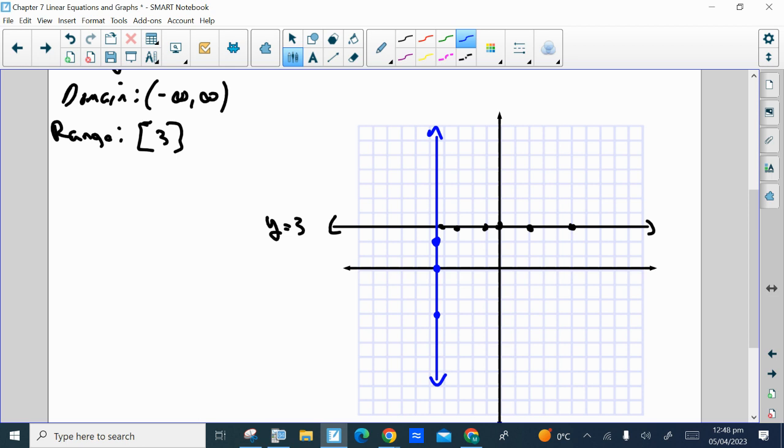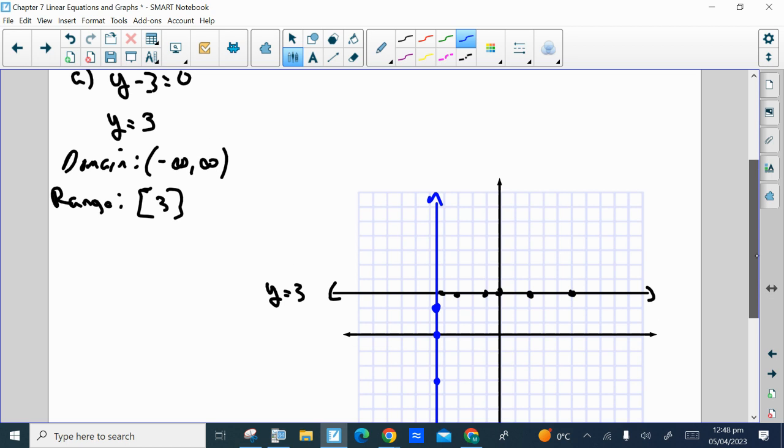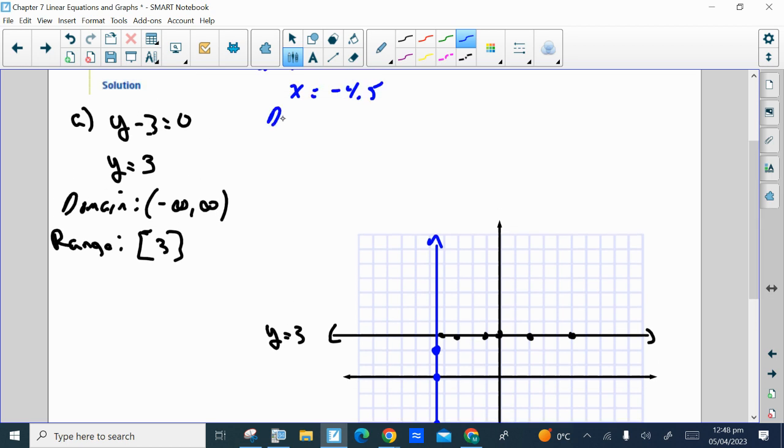And we always put arrows on the ends of our lines because they extend forever in both directions, following the same pattern. Our domain here has only one value, and that is x equals negative 4.5. This graph doesn't go left and right at all. It has only one x value, negative 4.5.